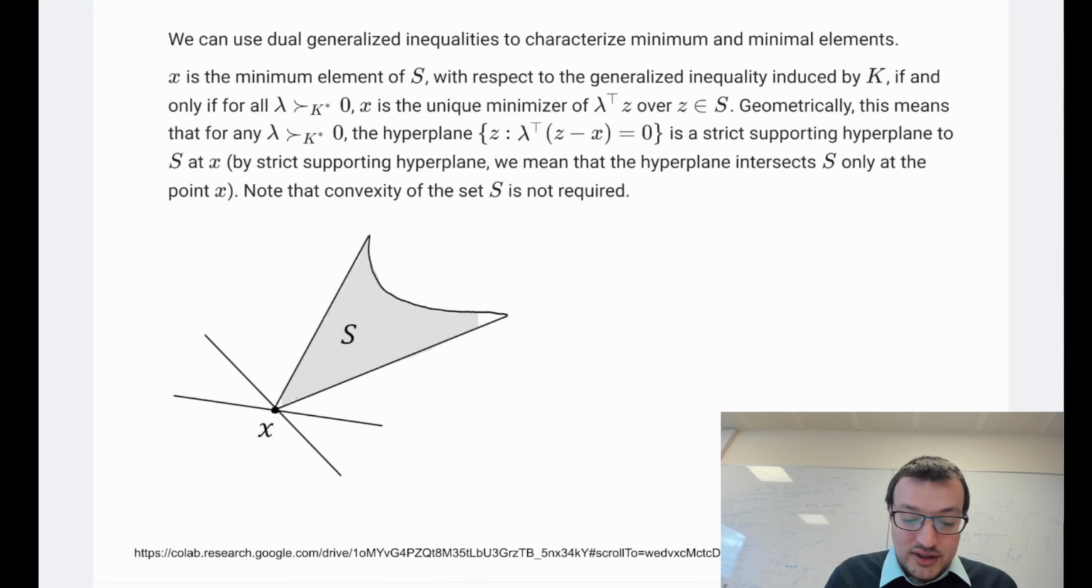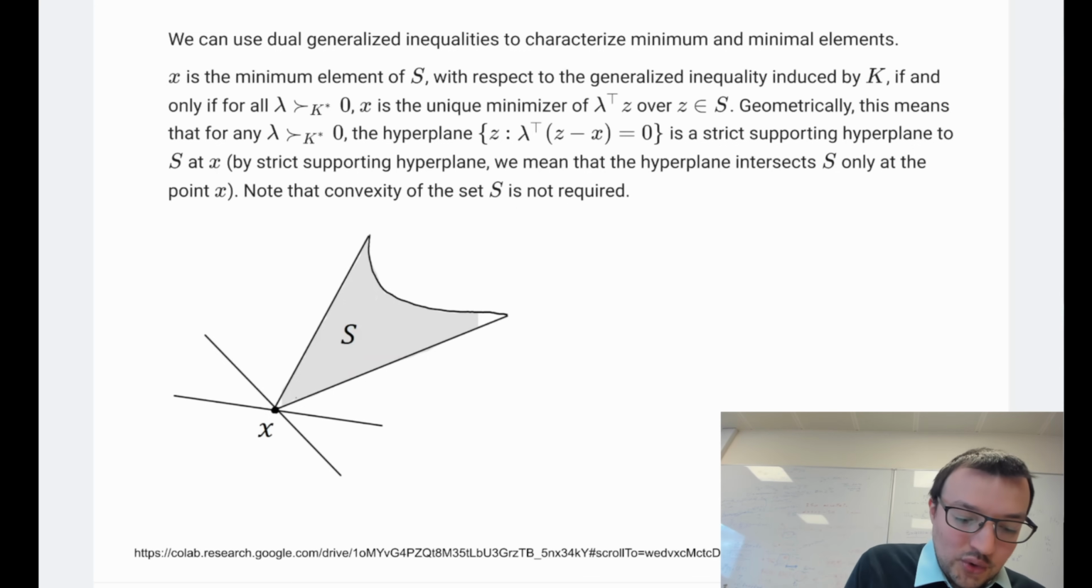But now we actually already have an application which is very important: the fact that dual generalized inequalities can be used to characterize the minimum and the minimal element of a set S. So let's look at the mathematical definition, and then we have a picture here to explain what this means.